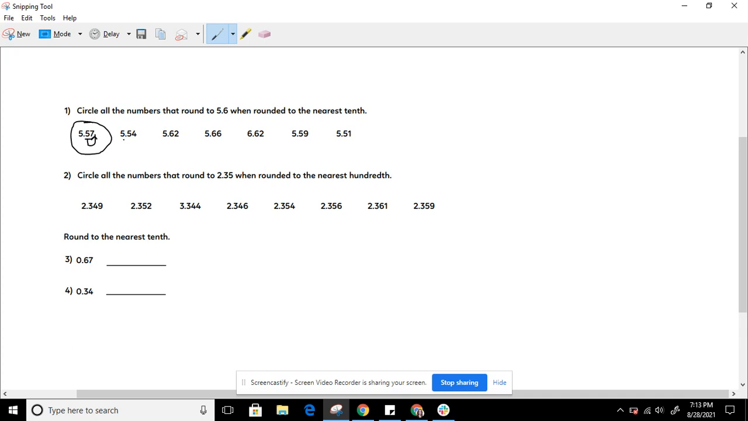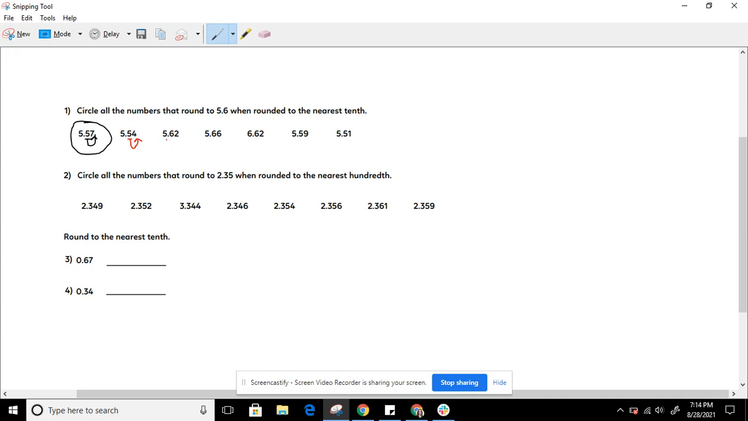Let's look at our next number, 5 and 54 hundredths. We're looking at our tenths, which is the 5. We look at our number to the right, which is a 4. The rule is 4 or below, the number stays the same. So that 5 in the tenth spot that we've underlined is going to stay the same. So 5 and 54 hundredths would not round to 5 and 6/10 when rounded to the nearest tenth.